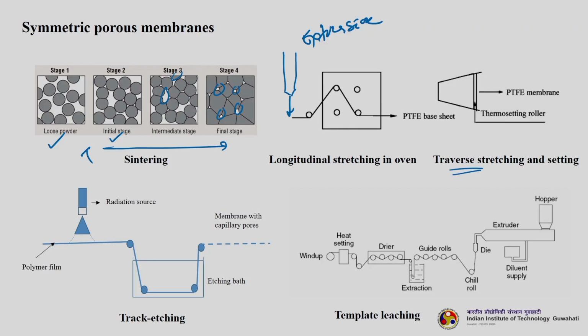Then we can have track etching. In track etching, the polymer which has already been cast into a film is subjected to radiation sources of various intensities. The radiation falls on the polymer and develops cracks. Now, the cracks will have loose materials, which can be cleaned when it goes through an etching bath.